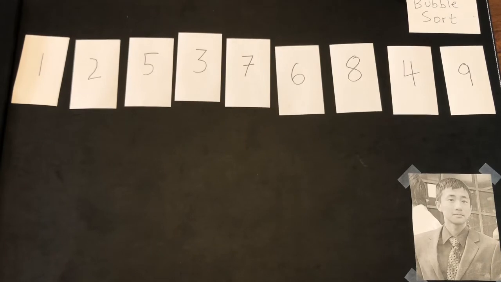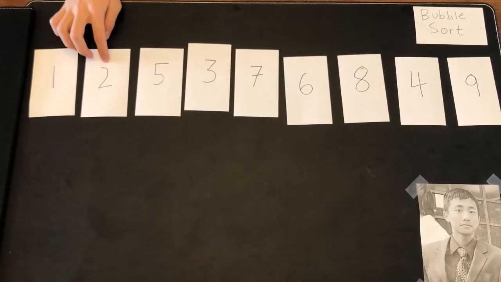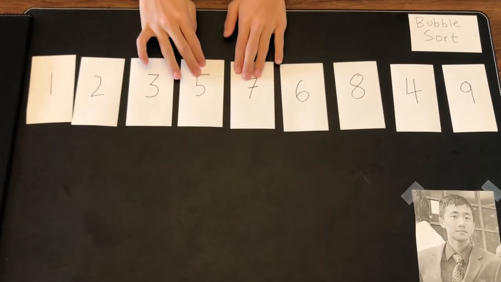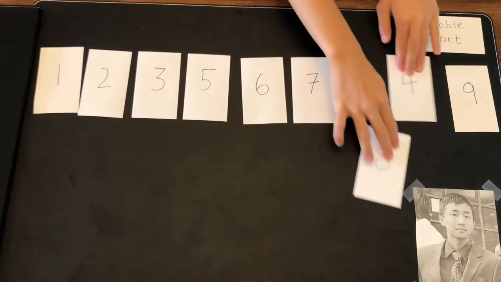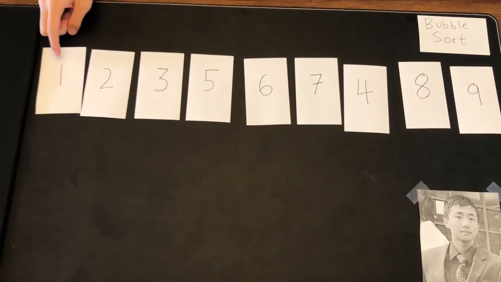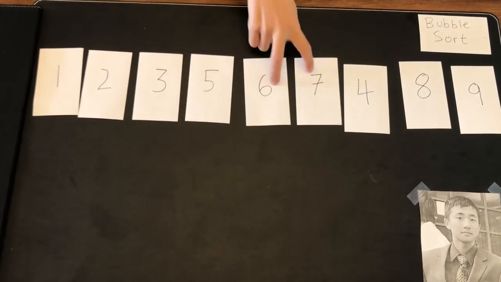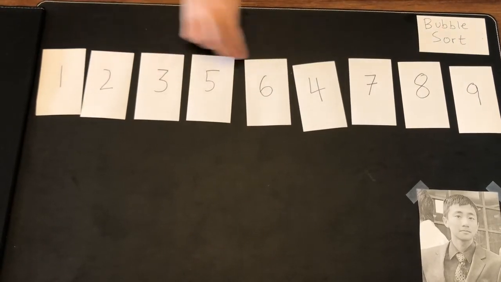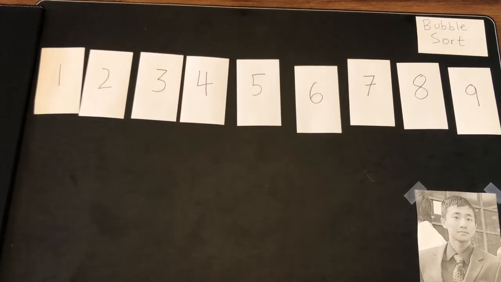Once we get to the end of the list, we go back to the beginning of the list and repeat the process. So 1 and 2 stay where they are, 2 and 5 stay where they are, 5 and 3 swap, 5 and 7 stay where they are, 7 and 6 swap, 7 and 8 stay, 8 and 4 swap, and 8 and 9 stay. Once again, the same thing through the list again until the entire list is sorted. So these stay, stay, stay, stay, stay, and these swap. Start over. And now we have sorted the list.